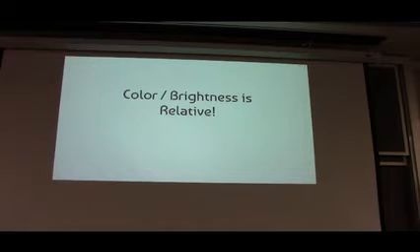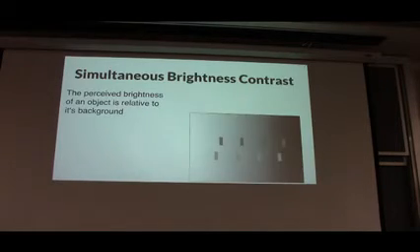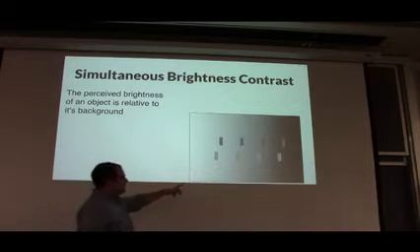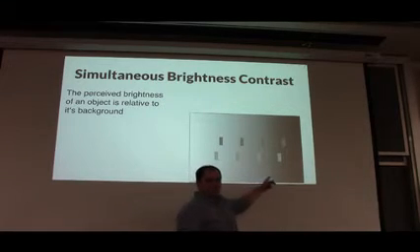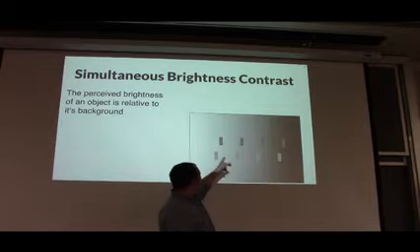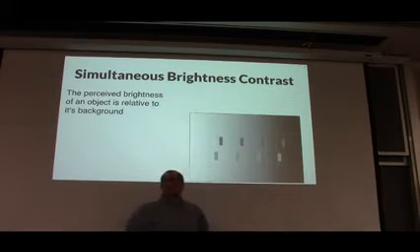Another important point is that color and brightness is relative. You've probably seen many of the illusions that I'm going to show now, but the perceived brightness of an object is relative to its background. What you probably all see here is that this first square looks darker than this one, right? And the same here, this one looks darker than this one. Now let's take a look.